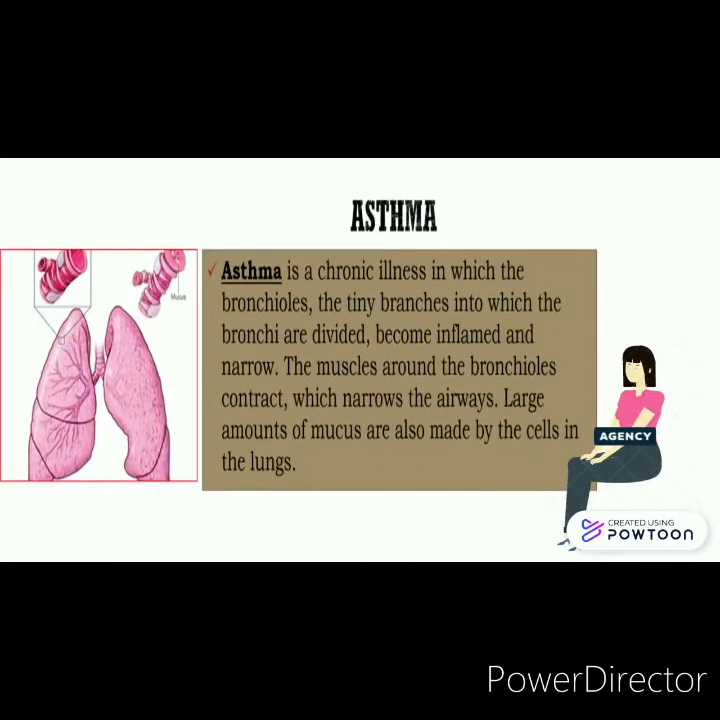Asthma is a chronic illness in which the bronchioles, the tiny branches into which the bronchi are divided, become inflamed and narrow. People with asthma have difficulty breathing, the chest feels tight, and they wheeze. Asthma can be caused by several things like allergies, cold air, warm air, moist air, exercise, or stress. Asthma can be controlled by taking medication and by avoiding contact with environmental triggers for asthma, like smoking.